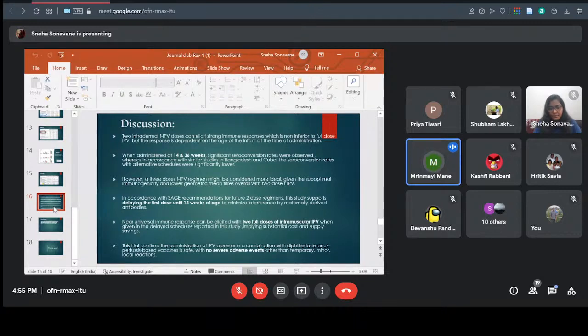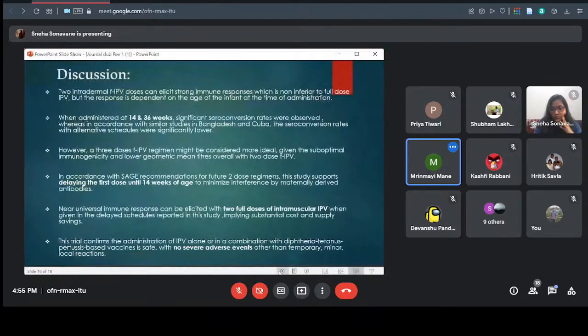So in accordance with the SAGE recommendations for future two-dose regimens, this study reports delaying the first dose until the 14th week of age to minimize interference by maternally derived antibodies. Near universal immune response can be elicited with 2 full dose intramuscular IPV when given in the delayed schedules reported in this study, implying substantial cost and supply savings.